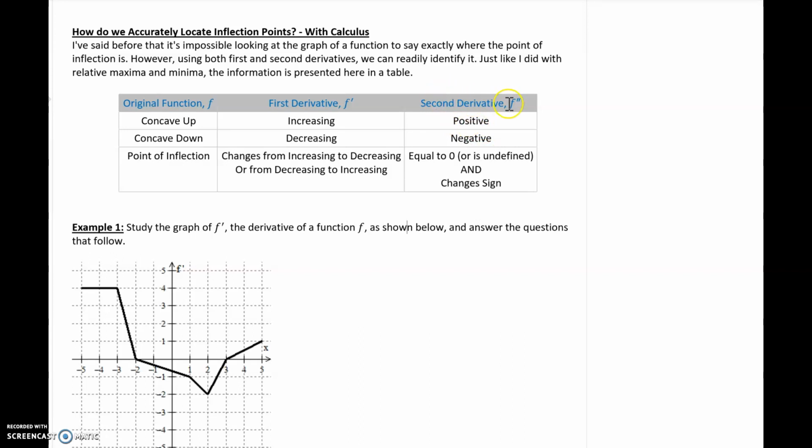Remember, when we talk about the second derivative here, positive means above the x-axis, negative means below the x-axis. When the original function has a point of inflection, then the first derivative would either be changing from increasing to decreasing, or possibly from decreasing to increasing.